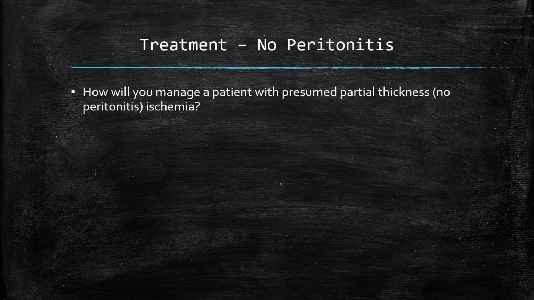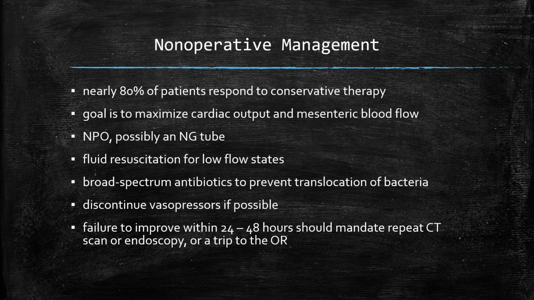So what do you want to do with the patient who, let's say, is postoperative day 2 from an aortic revascularization? They develop left-sided abdominal pain and have several episodes of bloody diarrhea. On your exam, there's some mild tenderness, but no peritonitis. So what's your plan? So the goal for these patients is to maximize cardiac output and increase mesenteric blood flow. Fortunately, about 80% of patients respond to this and will require no surgical type intervention.